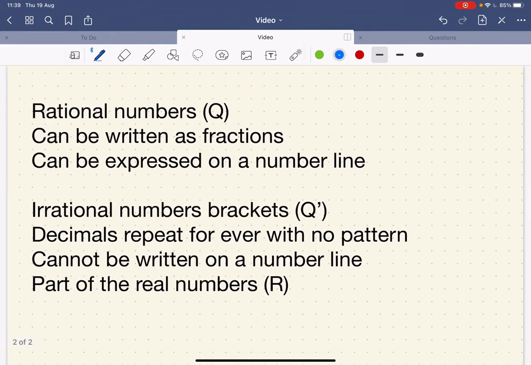So, in quick review, rational numbers are represented by Q. We can write them as fractions. They can be written on a number line. Irrational numbers are Q dash. They're decimals that go on forever with no pattern. They can't be written on the number line. Both of these are part of the real numbers. So that's something to just remember. Irrational numbers are still real numbers.